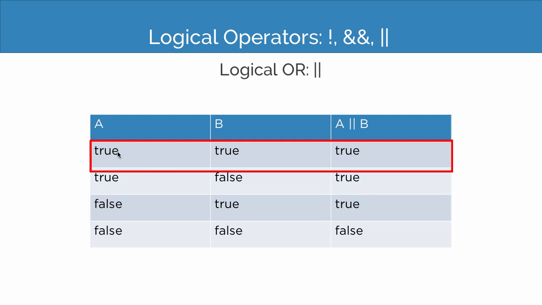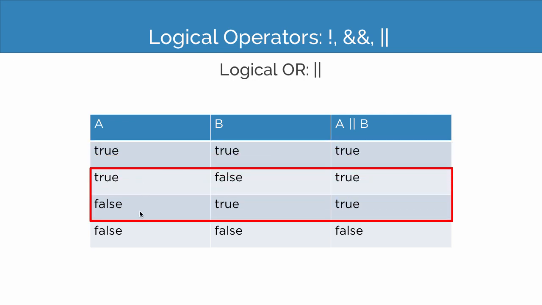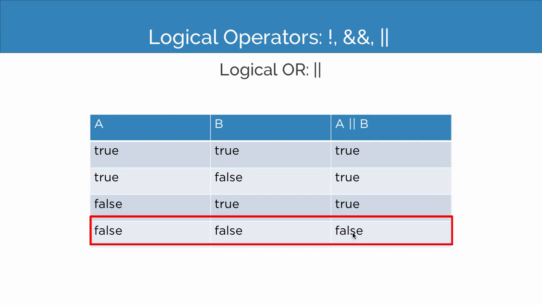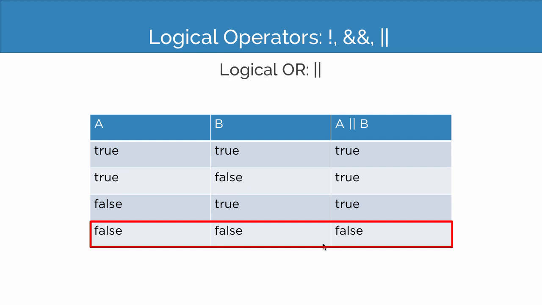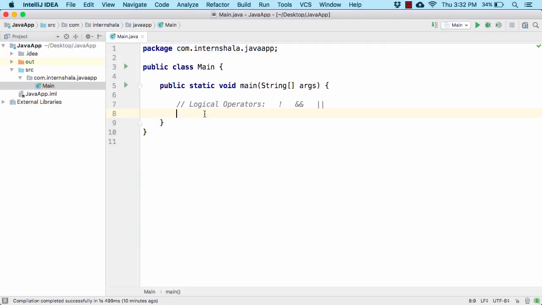So here at the top we have both the values as true, so in the output we have true. And in the second and third case we have one value as true, so that also makes the output true. And at last I have both values as false, so a or b is now false. So in order to make a or b true, either one of them must be true or both of them must be true. So in the IntelliJ IDE, let us now proceed and explore the logical operators.